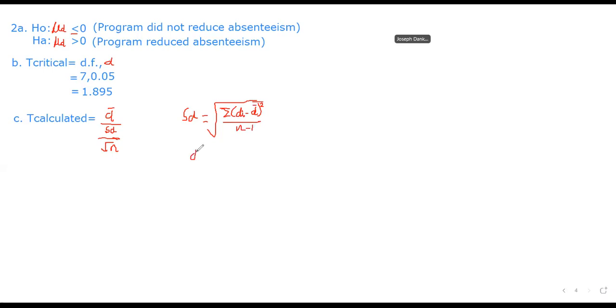And the D bar itself is what? Summation of Di all over N. Let's compute for this. Then you solve your D minus D bar, then you solve your D minus D bar all squared.